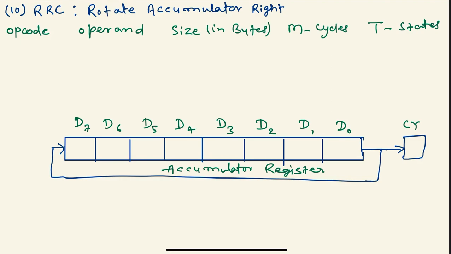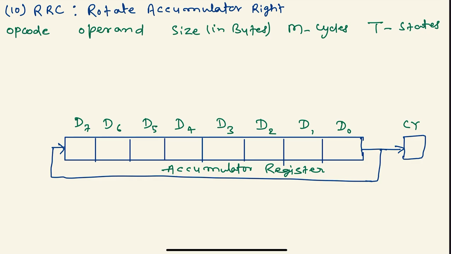So with the continuity of logical instructions here, the next rotate instruction is RRC. The meaning of RRC is rotate accumulator right. As with RLC, here we have to rotate the accumulator content to the right side, and at the same time this is going to modify the carry bit also. So we'll see the opcode first.